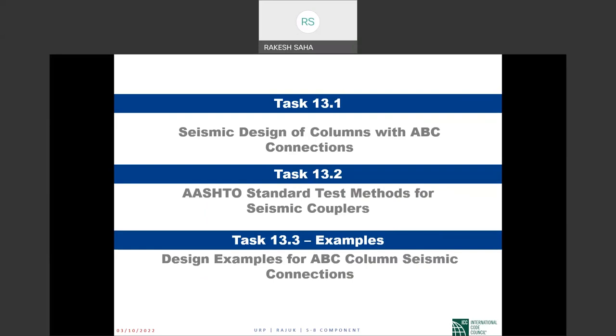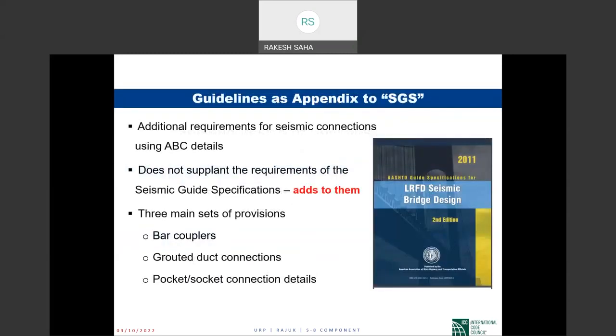So seismic design of columns with ABC connections, what are the key elements that we have to consider? Also, the bar couplers have been around for a long time, but they have not been categorized as seismic couplers, so we developed standard test methods. What does it take for the manufacturer to prove that, yes, these are appropriate for moderate and high seismic zone applications? And there are, of course, design examples for ABC seismic connections that show how different details, different connections can be used.